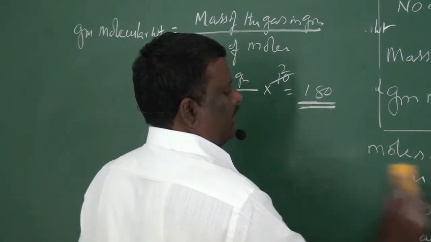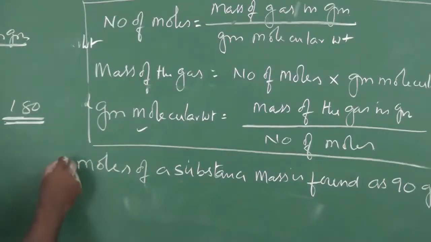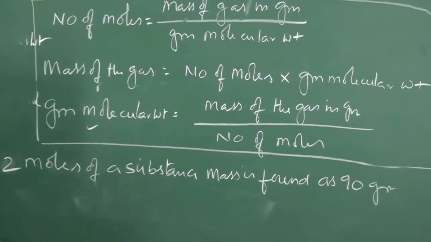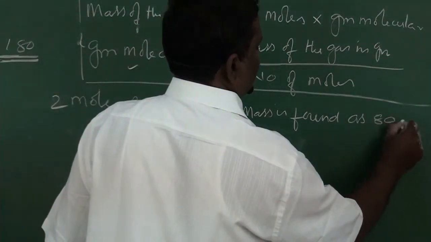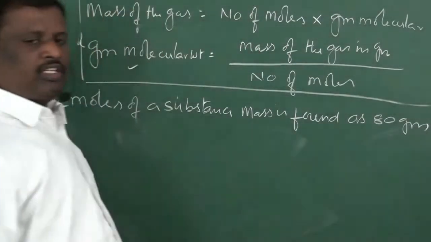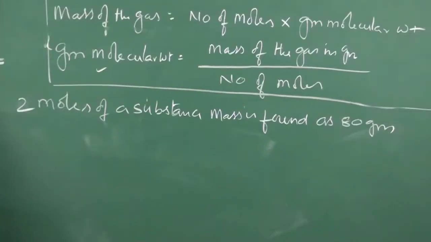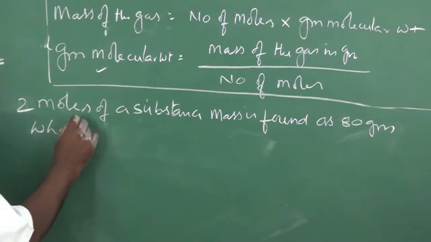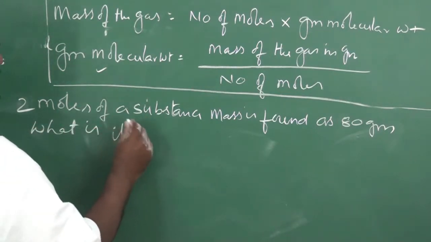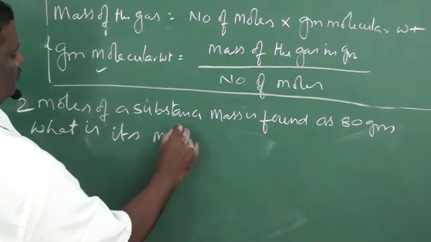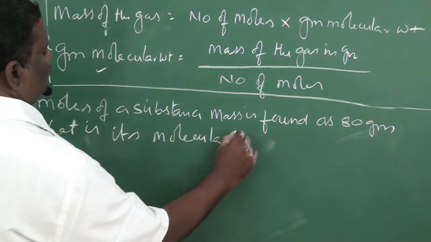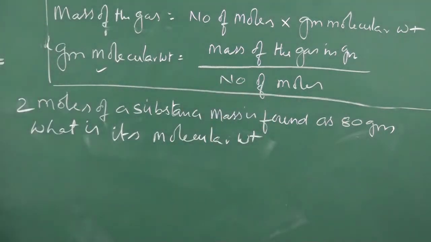Now you calculate another problem. 2 moles of a substance, mass is found to be 80 grams. Then what is its molecular weight? So first note down the given data.